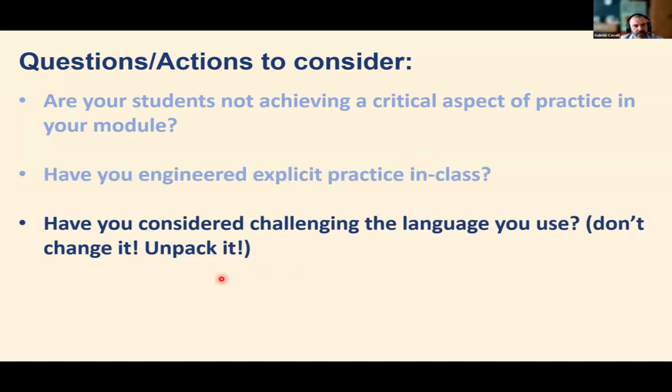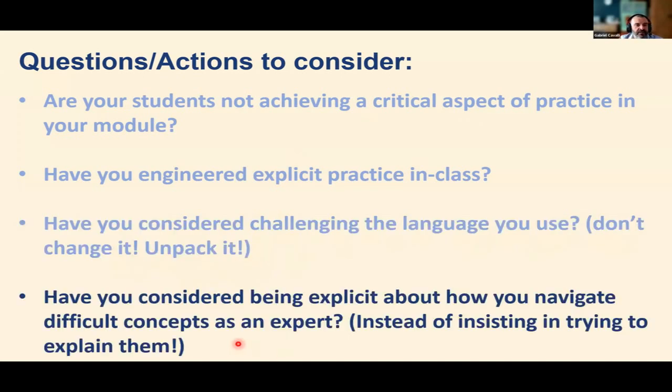And if it's still not working, have you considered challenging the language that you use? And it's not to change it. And this is very, very important. You speak as an expert. You need to give the opportunity to your students to do so. So it's not you changing how you speak. It's unpacking the way that you speak. It's a completely different approach.